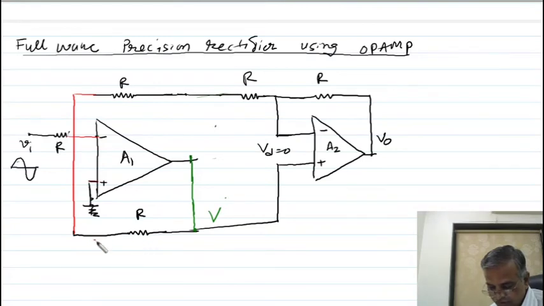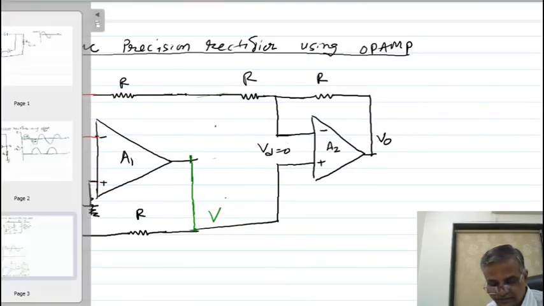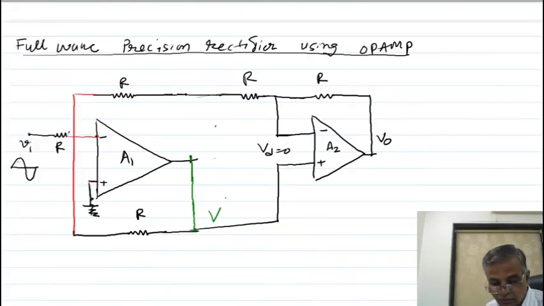One current will flow, yes. Third current will flow here. Total current is 0: one current, second current, and third current. So the voltage at this point is V. This voltage is also V because the differential input voltage is nearly 0. So whatever potential, same potential. This potential is also V.